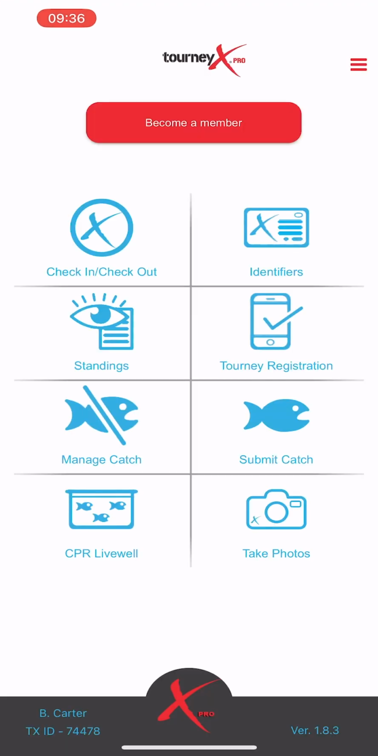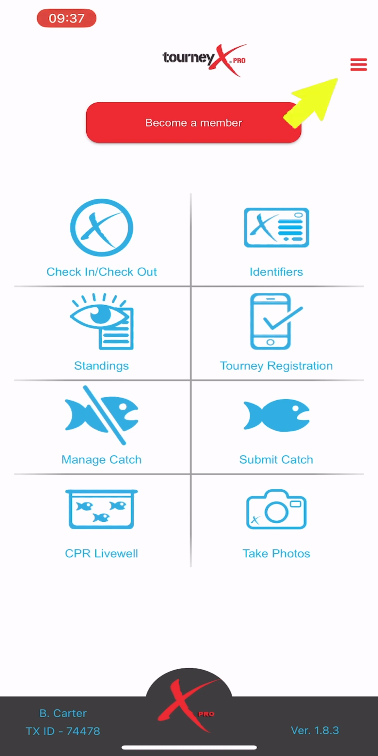As we open the app, we're greeted with this main screen, which looks pretty basic. You have your 3-button menu on the top right. You have the check-in, check-out, identifiers, standings, tournament registration, manage catch, submit catch, your CPR live well, and take a photo. So let's go ahead and start at the top.